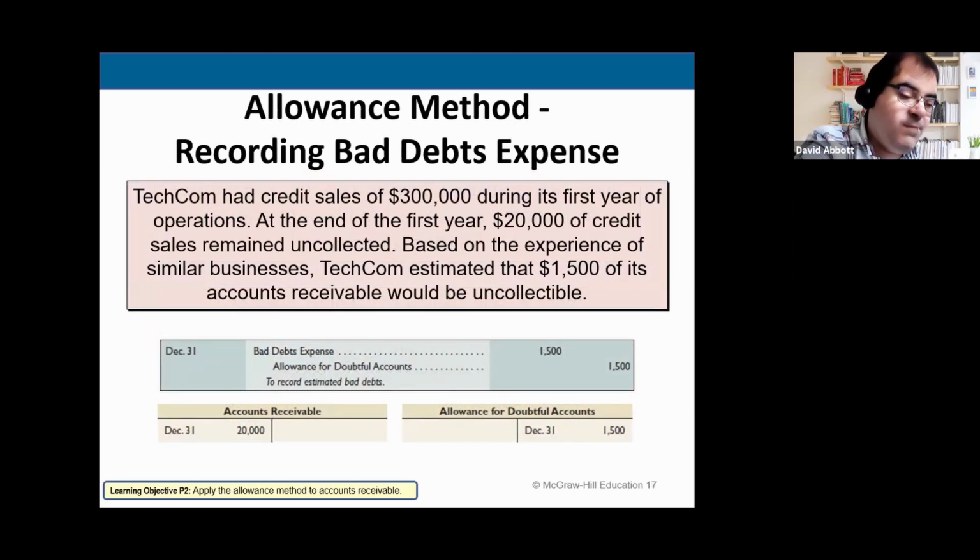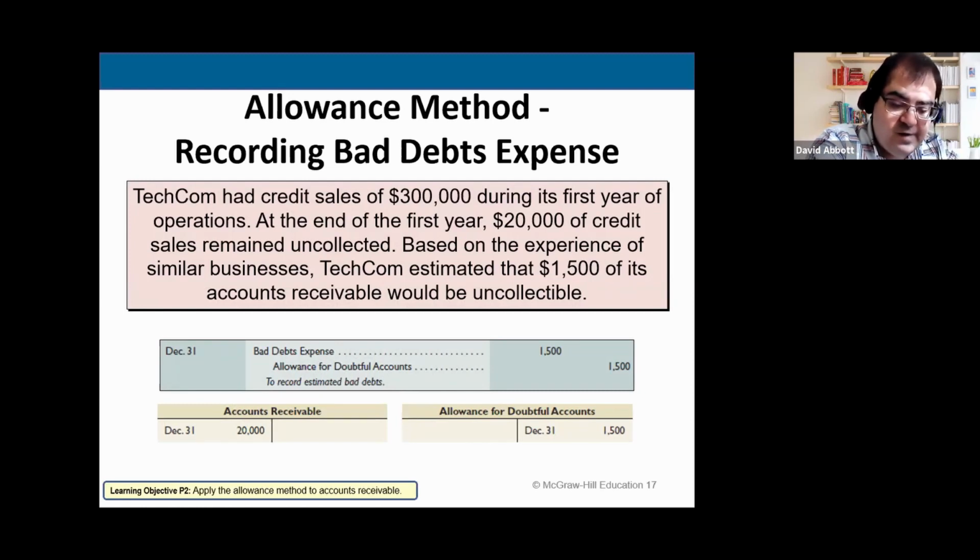So the allowance method estimates bad debt expense at the end of each accounting period and records it as an adjusting entry. TechCom has credit sales of $300,000 during its first year of operation. At the end of the first year, $20,000 of credit sales remain uncollected. Based on the experience of similar businesses, TechCom estimates that $1,500 of its accounts receivable would be uncollectible and made the adjusting entry shown on this slide.